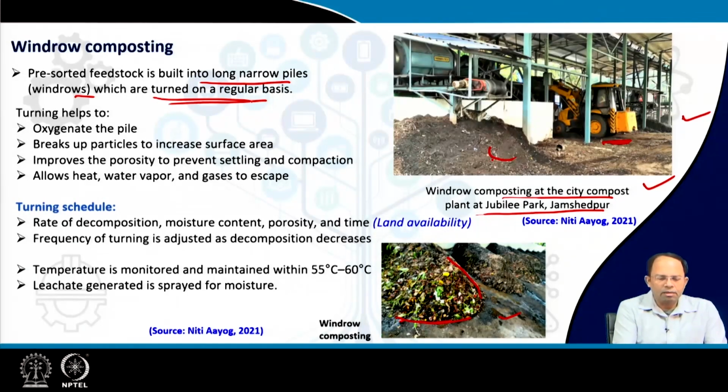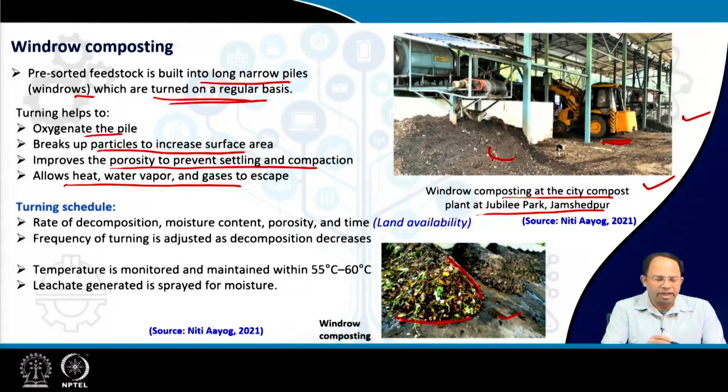Now, why is turning done? Turning helps to oxygenate the pile. This we have learnt earlier. It breaks up the particles to increase surface area. It improves the porosity to prevent settling and compaction. It allows heat, water vapor and gases to escape. So, it prevents too much heat buildup, and allows water vapor, some CH4 and CO2 to escape as well. Porosity is improved because gradually compost decomposes, settles and becomes more and more compact. So, of course, when you break it, it becomes more porous, more oxygen mixes in, and that improves the decomposition process and so on.